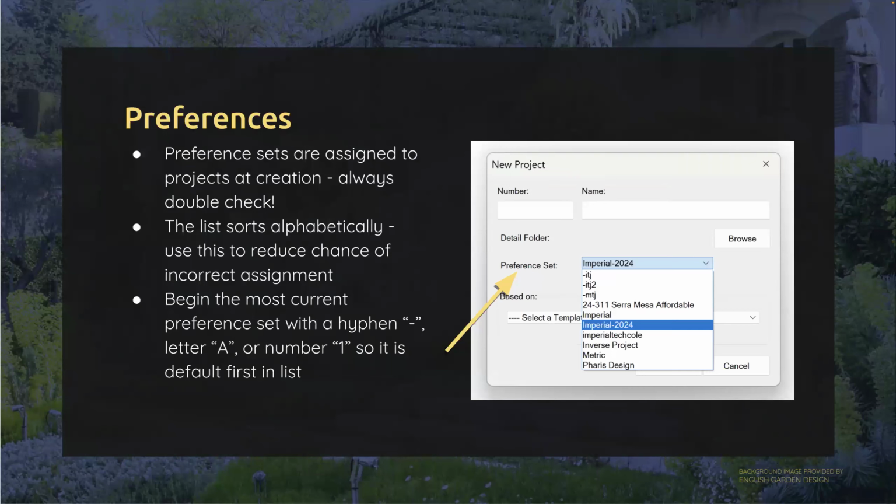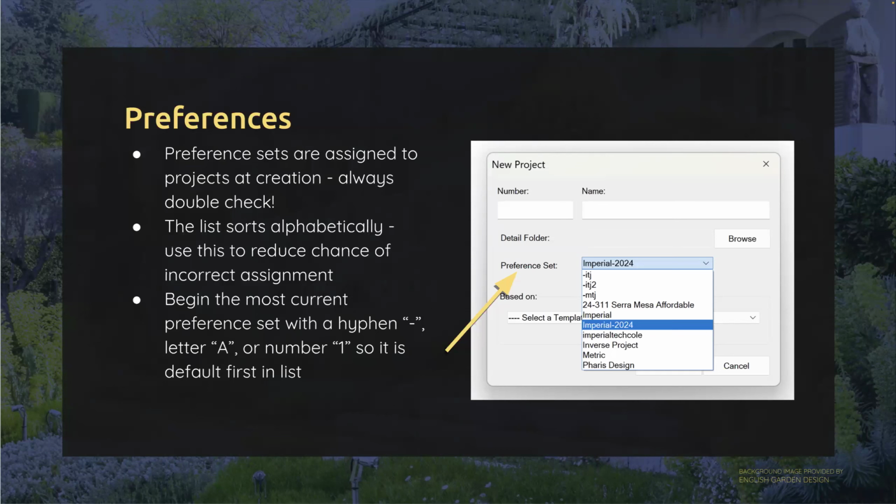Preference sets are assigned to projects as the project is created. Always double check what preference set is assigned to the project before really any work starts being done. Preference sets dictate what reference note divisions you're accessing, what detail library you're looking at, and even the difference between an imperial or metric preference set is how you access our database when you're pulling irrigation equipment in. So when you select either an imperial based or a metric based preference set, you're priming our database to provide you with our backend data correctly based off of those unit settings.